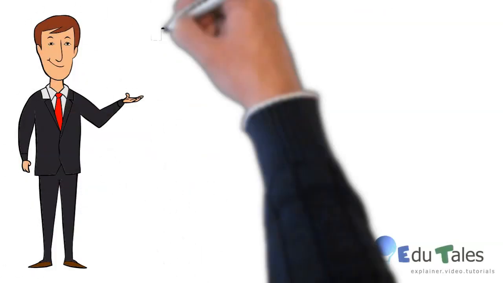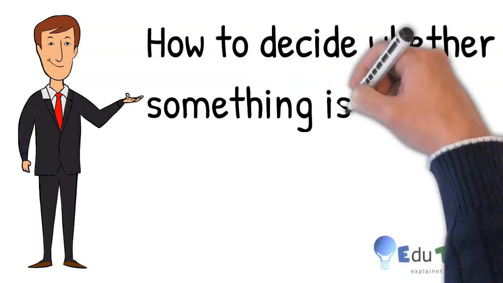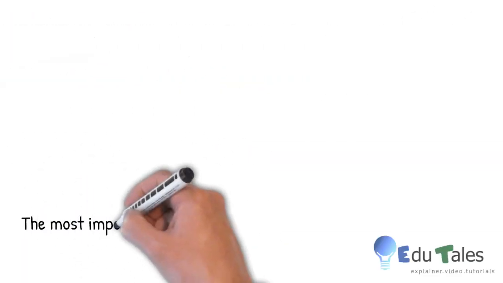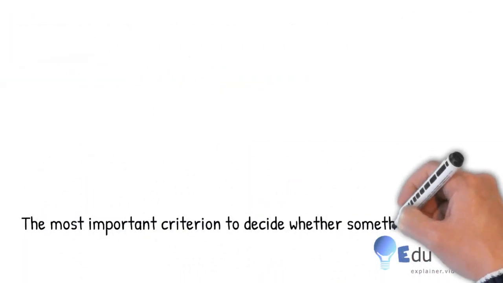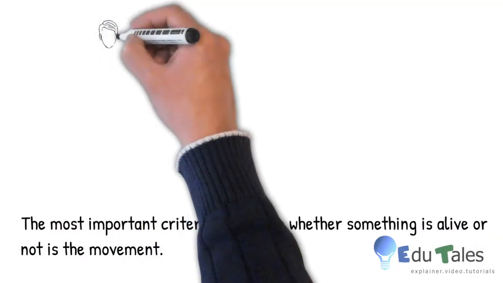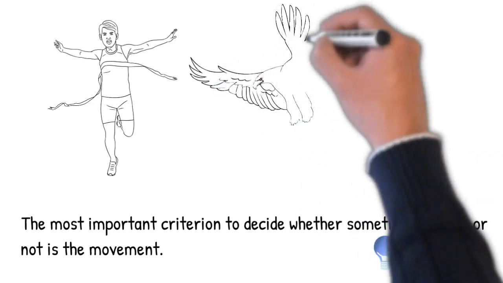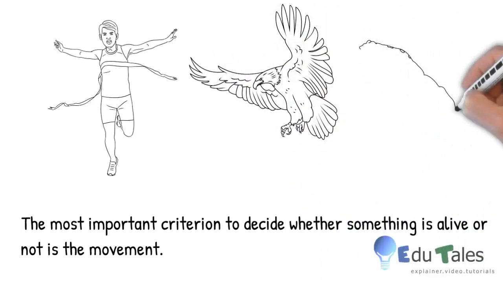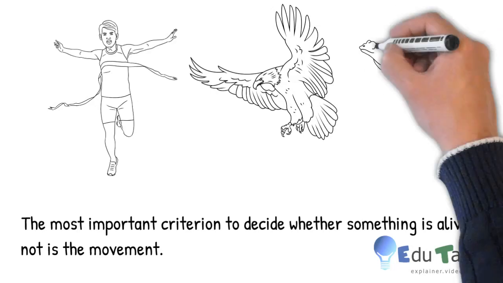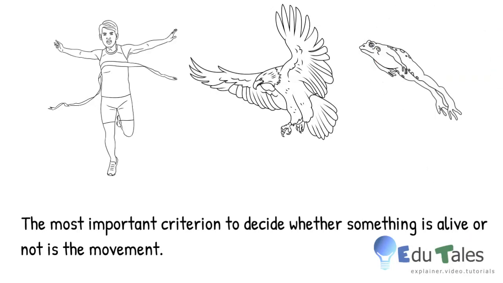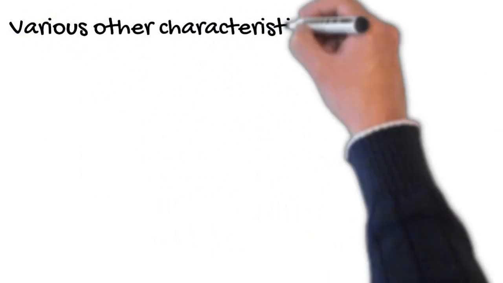How to decide whether something is alive or not? The most important criterion to decide whether something is alive or not is movement. As you can see, an athlete running, a bird flying, and a frog skipping. All these are showing movements, hence they are living. Plants also show slow movements, so they are also living.